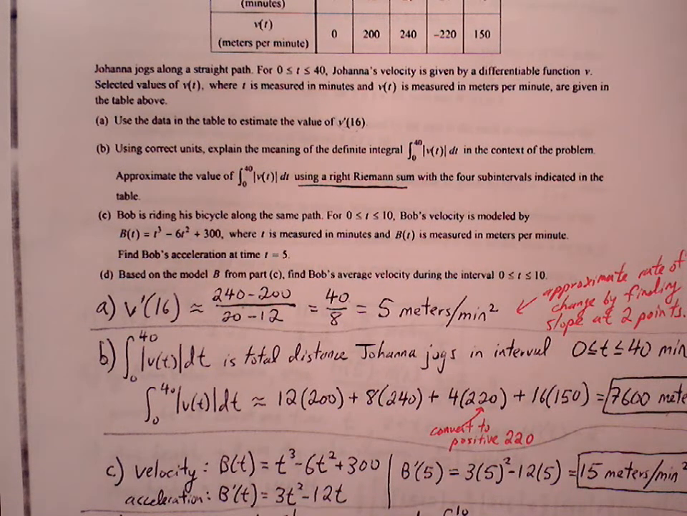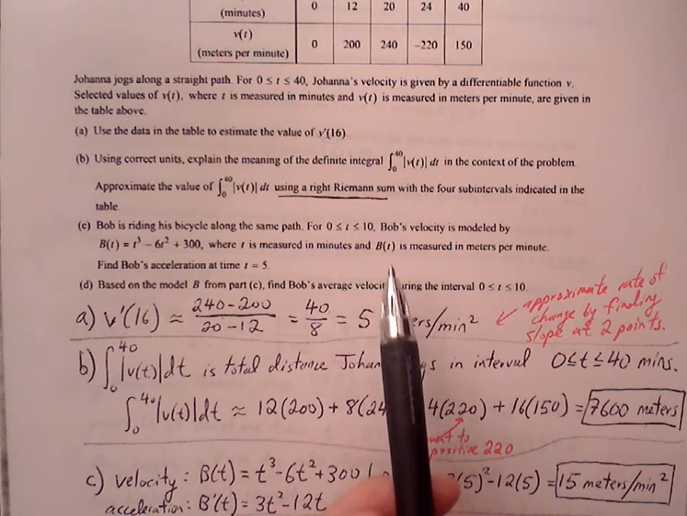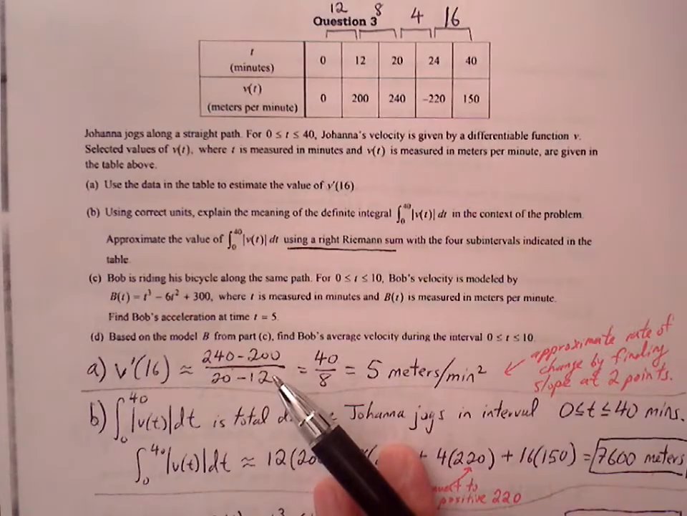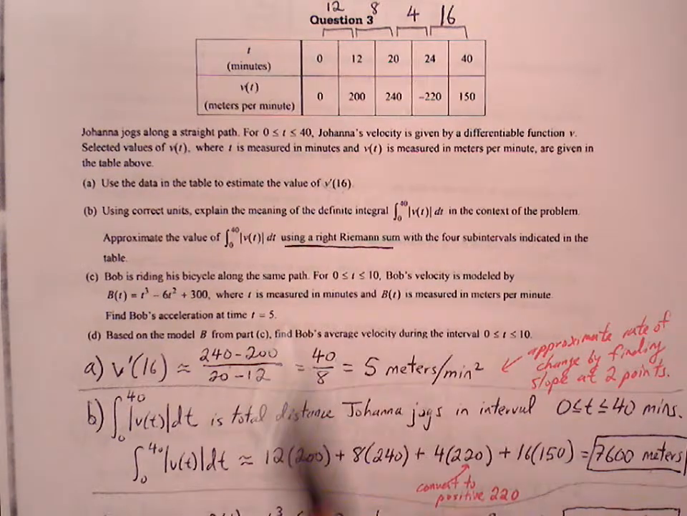Okay. And this is just an approximation. We don't know the exact acceleration at 16 minutes. The best we can do is choose the two closest ordered pairs and do slope.